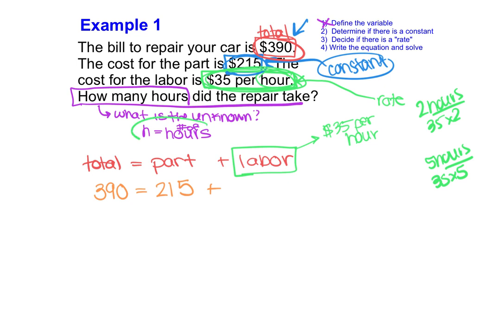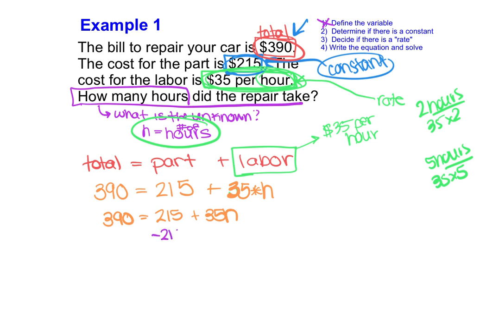So we're going to use this to help us out. We know that our labor costs $35 times the number of hours that we have, which we're representing by h, since we don't know it. So we've now created this equation of 390 equals 215 plus 35h. And now our final step here is just to solve.